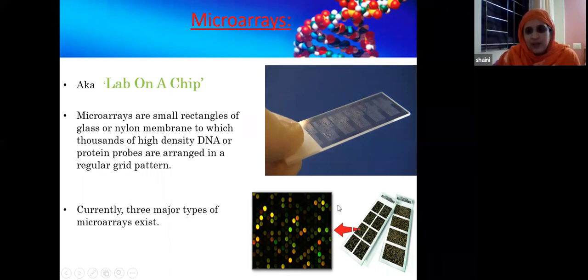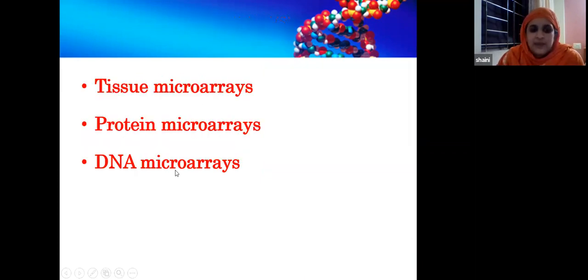So this is how, after binding, the slide will look like under the fluorescent microscope. Microarrays are small rectangles of glass or nylon membrane to which thousands of high density DNA or protein probes are arranged in a regular grid pattern. There are three types of microarrays.